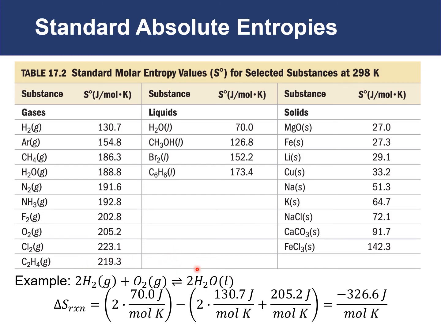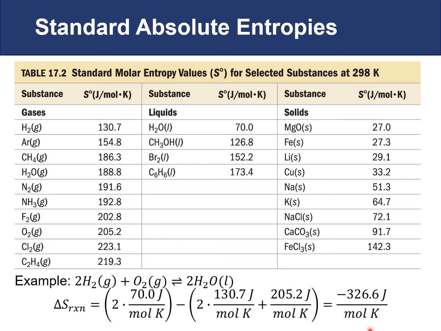So you'll take your product value multiplied by its coefficient, so it would be 2 times the value for water, which is 70 for a liquid, minus the sum of all your reactants, that's 2 times the value for hydrogen as a gas, plus the value for oxygen as a gas. Take the sum of your products minus the sum of your reactants, and for this process, you would get negative 326.3 joules per mole Kelvin.